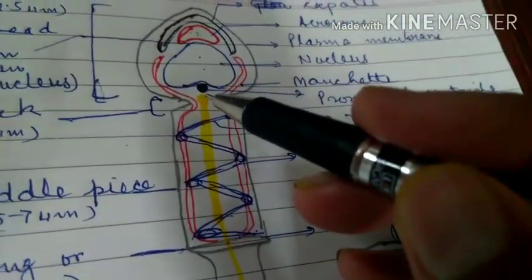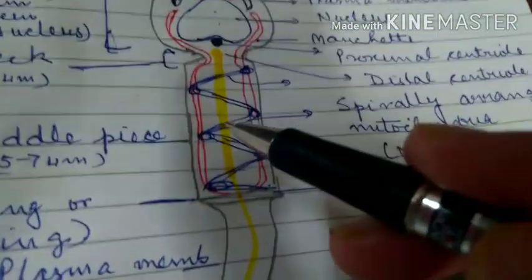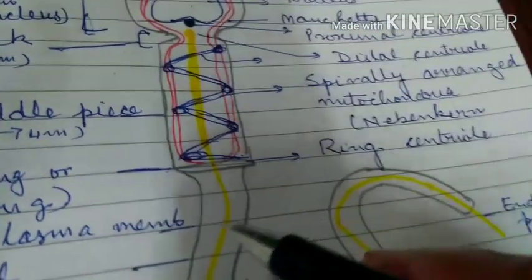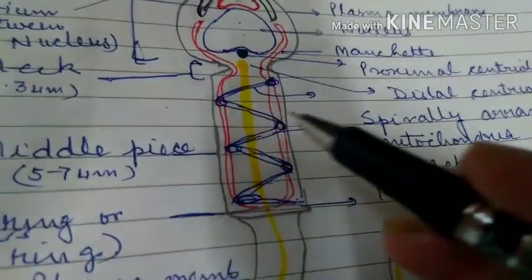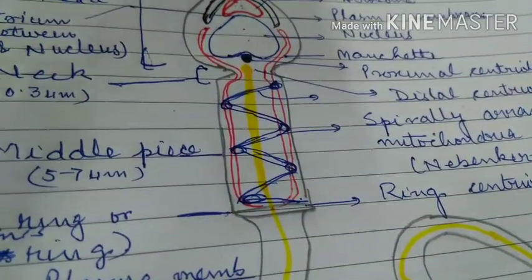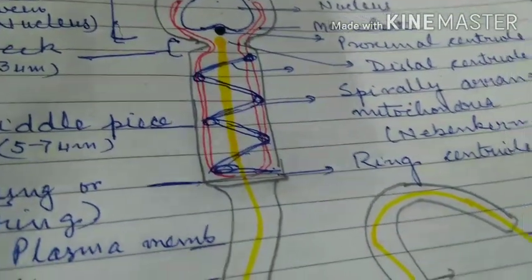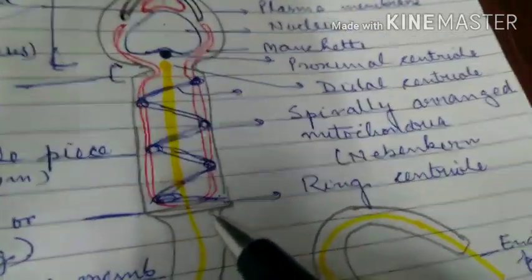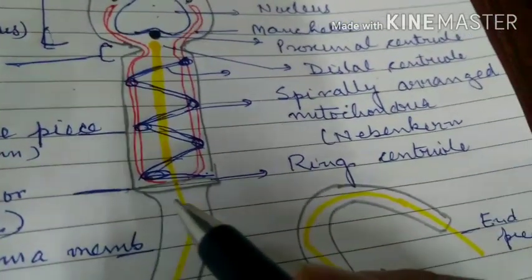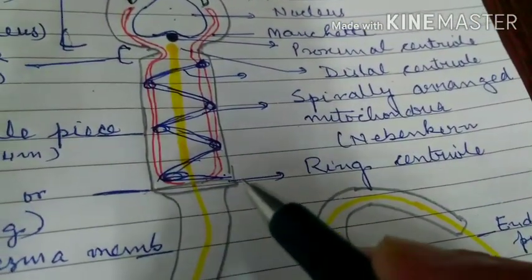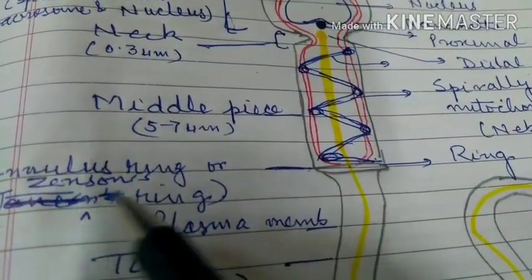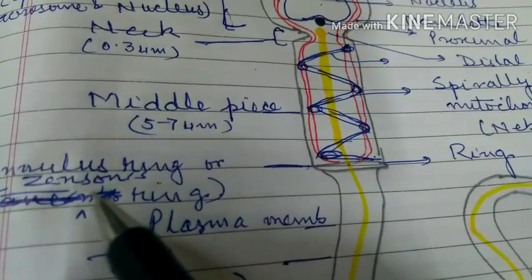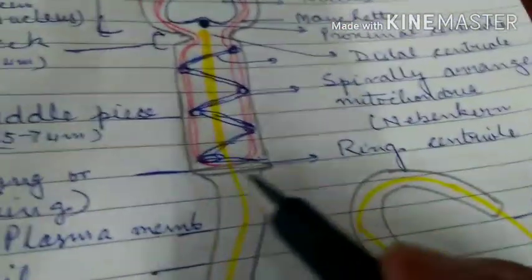The axial filament starts from the distal centriole, passes through the middle piece, then the tail. The spirally arranged mitochondria will provide energy during the movement of the sperm. Then at the distal end of the middle piece there is a ring centriole. Its function is not known. We also name it the annulus ring or Jensen ring.